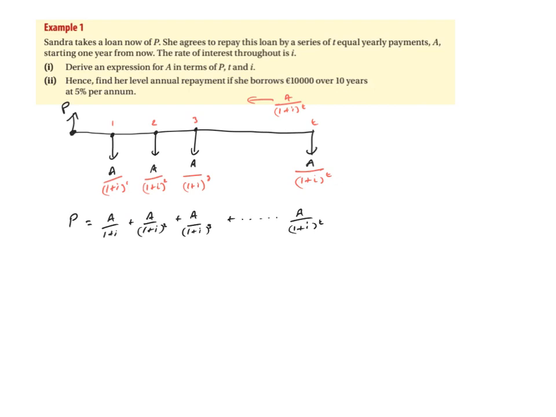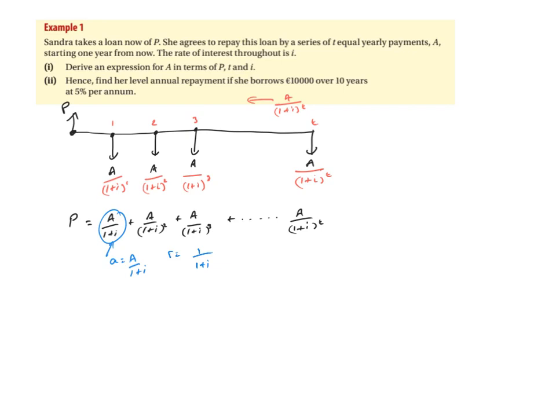Now this is just a geometric sequence where my A, my first term, is equal to A over 1 plus I. That's my first term. And how do I get from term to term? Well, 1 plus I, I need to get to 1 plus I squared, the A's stay the same, so my R is equal to 1 over 1 plus I. That's what I'm doing. So all we do now is we stick it through the summation formula.